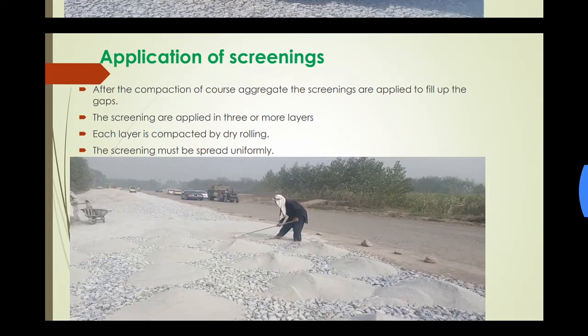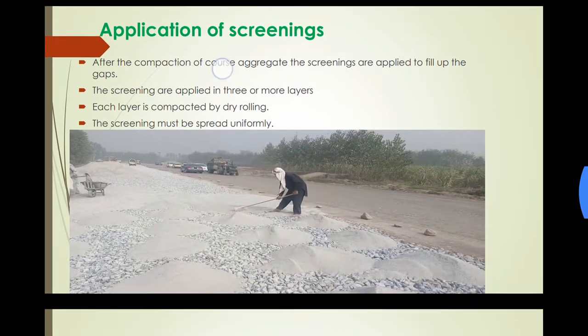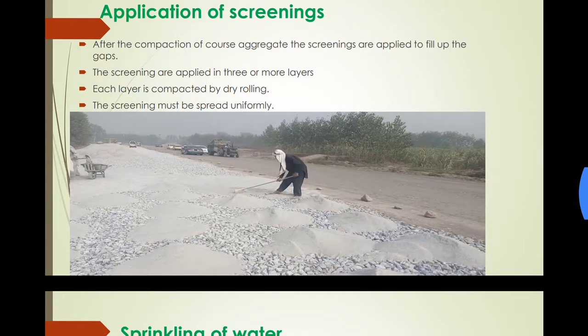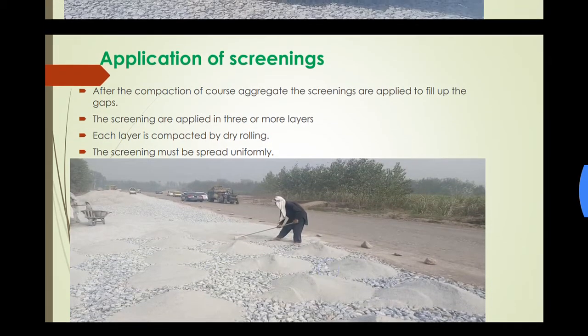Then we need to apply the screenings. Screenings could be dust or it could be fine aggregates. This will depend upon the design. After the compaction of coarse aggregate, the screenings are applied to fill up the gaps. Since there were coarse aggregates here, there is still a chance of voids or gaps in between those aggregates, so we need to fill those. Hence we apply the screenings.